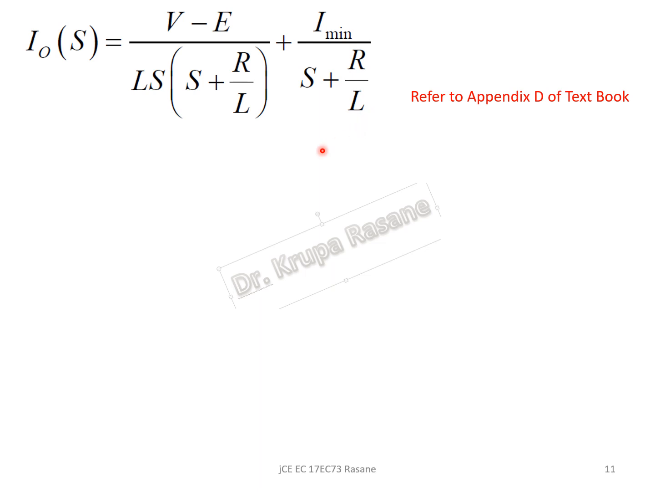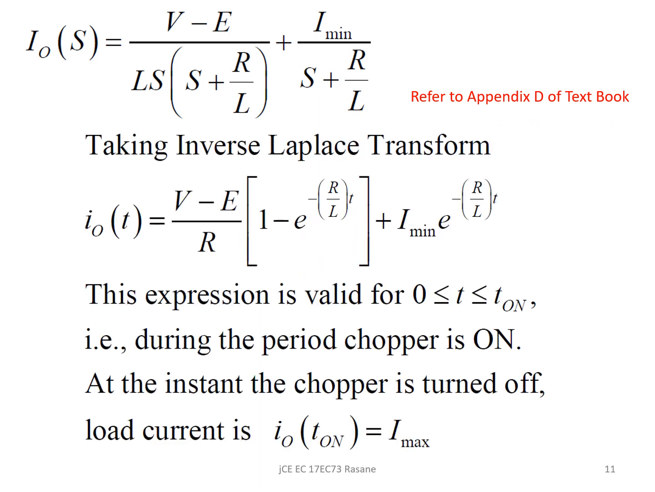Now we have to take the inverse Laplace transform. Again, please refer to appendix T of the textbook, that is Mohammad Rashid. So taking the inverse Laplace transform of this particular expression, I get (V minus E) upon R into (1 minus e to the power of minus R by L into t) plus I minimum into e to the power of minus R by L into t. So this is the expression, the inverse Laplace transform that we can get. The solution is basically available in appendix T of the particular textbook.